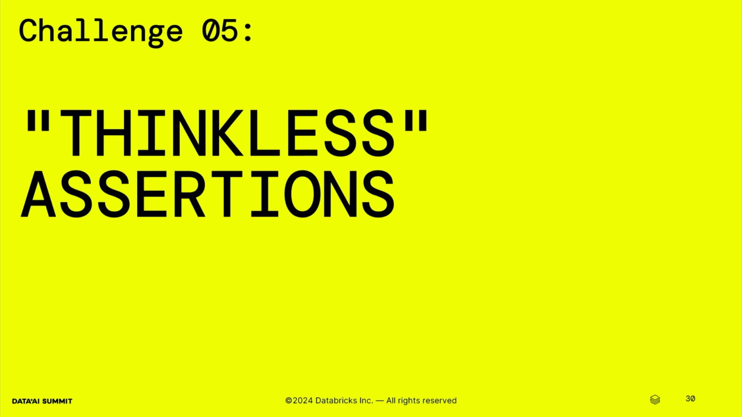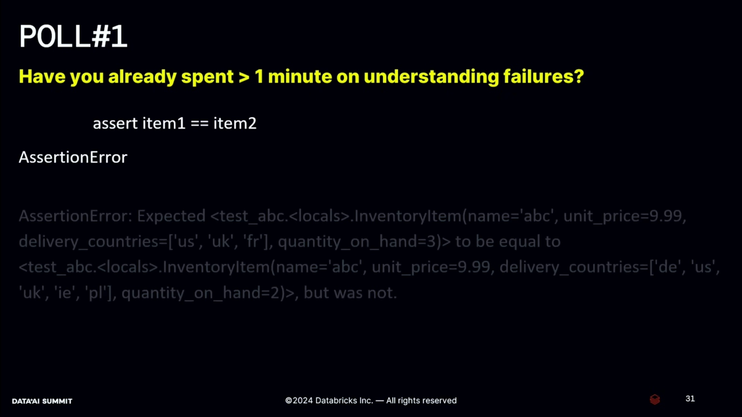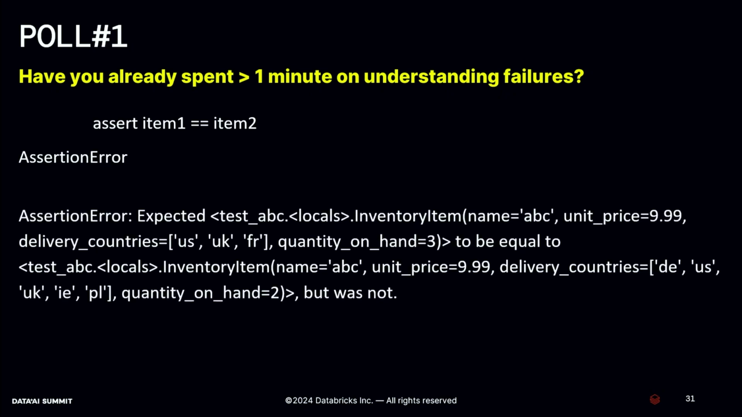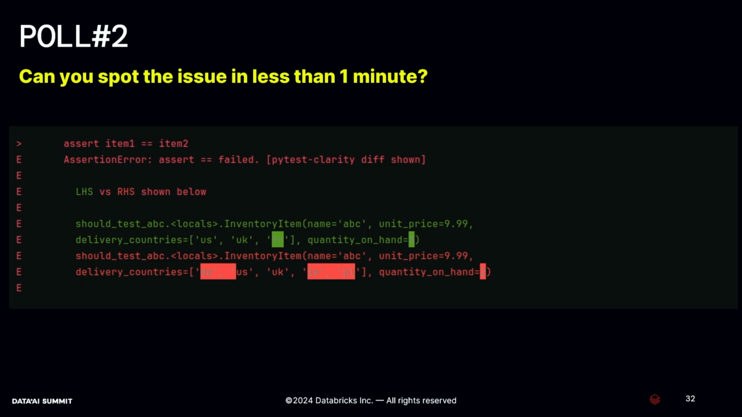And now it's time for the fifth, before-last challenge, thinkless assertions. So here I'm doing the poll for the first time. I'm not presenting for the first time, but the poll, yes. Can you spot the differences between these two? Can you easily detect the errors in these assertions? I think no. And what about now? Is it clearer or not? Yeah, okay, I have some thumbs up.